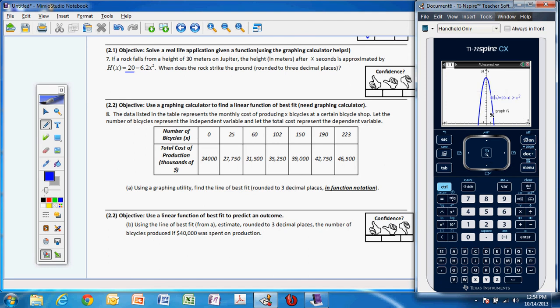So now is the point where we want to put a point on this graph. So I'm going to go to menu and go down to number 8, geometry, and then number 1, points and lines, and number 2, point on the graph.